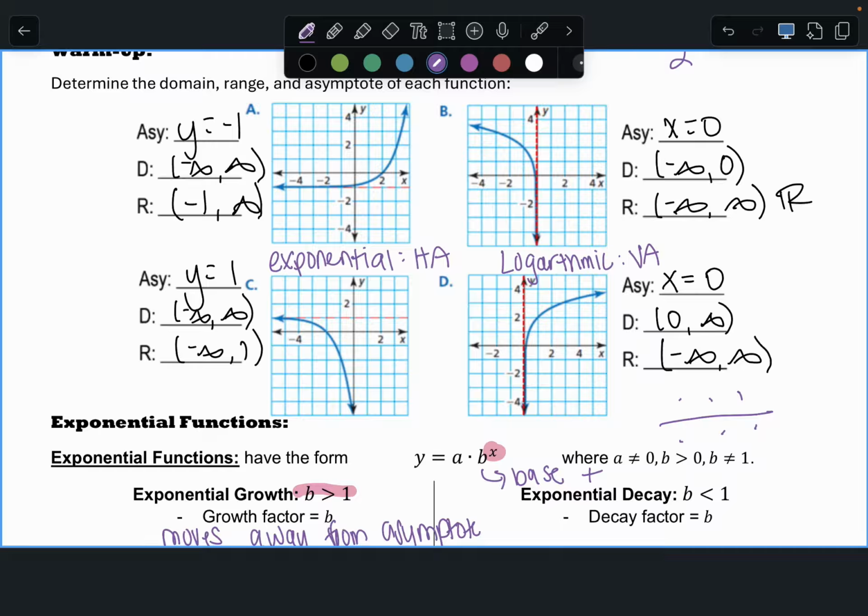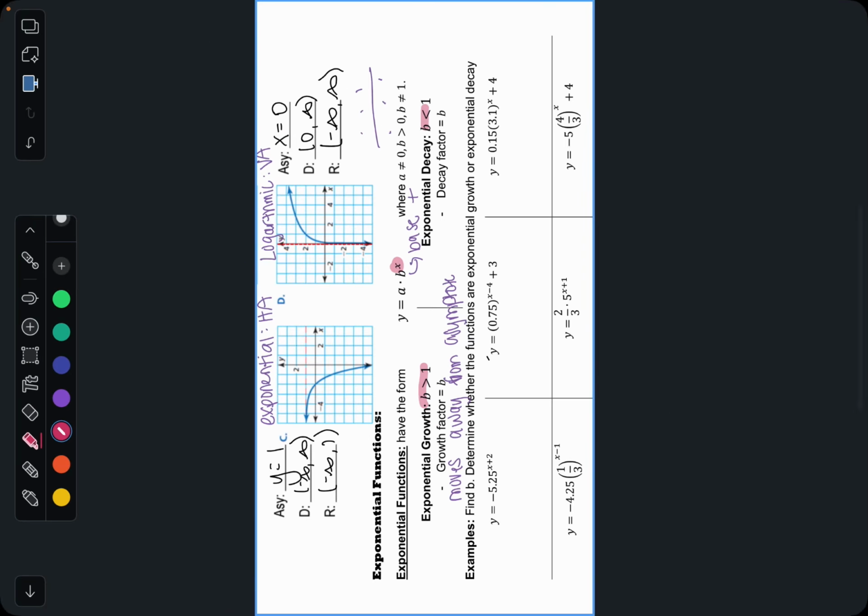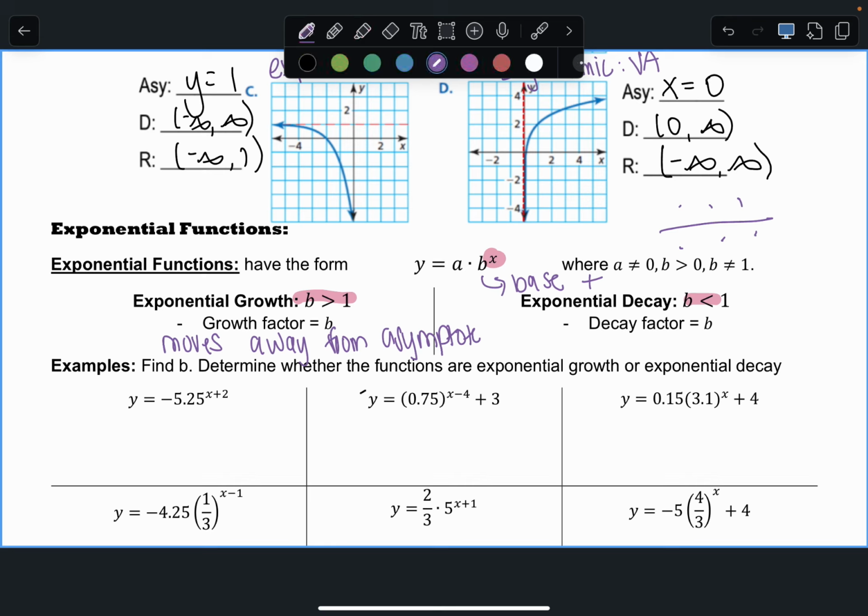The base is still going to be greater than 1, okay? We're getting farther and farther away. We're growing faster. The difference between these two is a lot less than the difference between these two. So we're getting faster and faster and faster, steeper, okay? That's growth. Decay will do the opposite. So that's when our base is less than 1. It's a fraction. Again, not negative. We're all positive here. And it'll move closer to the asymptote.